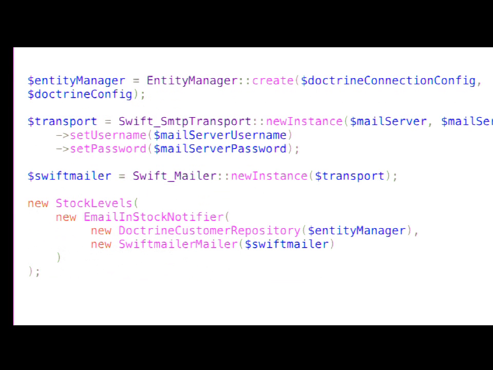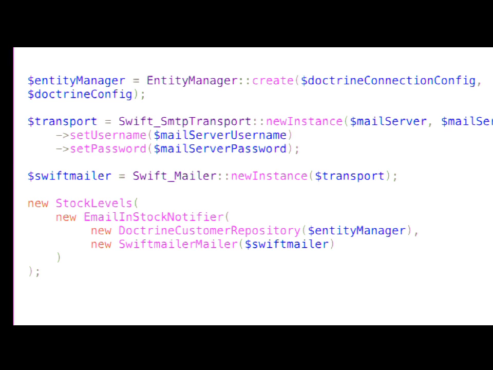We need to create an entity manager, we need to create a SwiftMailer transport, we need to create a SwiftMailer instance, and then we can start stitching all of this stuff together. So we can stitch our new stock levels, our new email in stock notifier, customer repository, that has an entity manager and a SwiftMailer thing which takes a mailer. So it's starting to get quite complicated just to set up all of these classes.